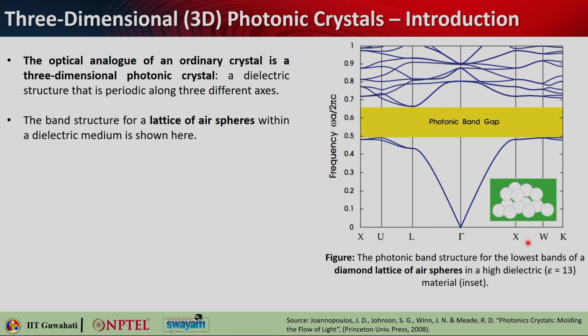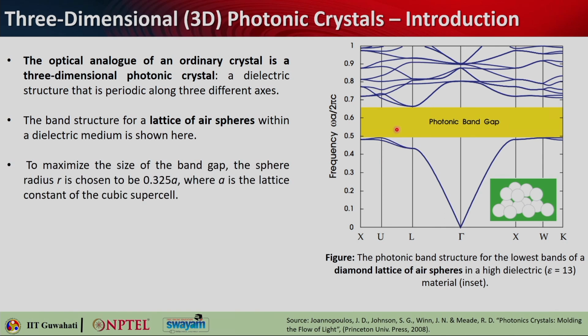So, if you make a lattice of air spheres, meaning holes, so if you have holes in a 3D object in a periodic pattern, this is what the band gap looks like. What was the material? The material had a permittivity of 13, and then you prepare a 3D photonic crystal by introducing a diamond lattice of air spheres in this material, and you will see how beautiful a big photonic band gap you are able to obtain. Now, to maximize the size of the band gap, the sphere radius r was chosen to be 0.325a, where a is the lattice constant.